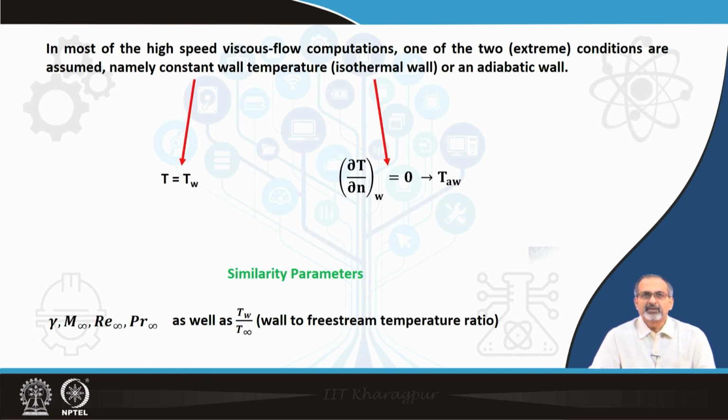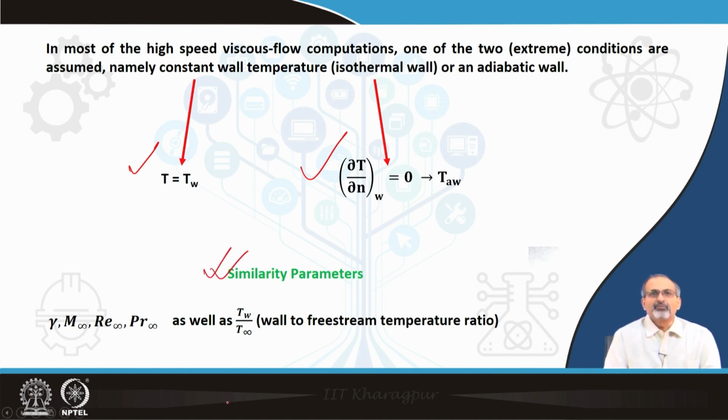In most of the high speed viscous flow computations, one of the two extreme conditions is assumed. Either we use the constant wall temperature, that is the isothermal wall case, or an adiabatic wall. So, either this or this.